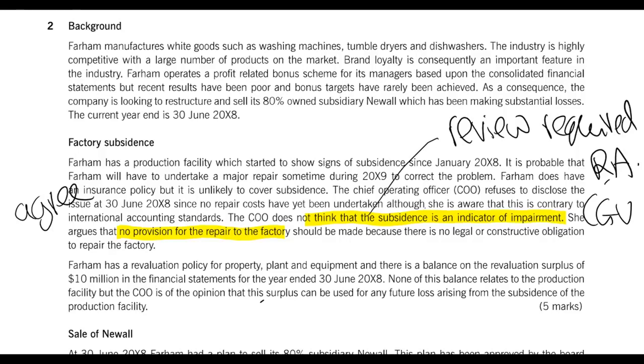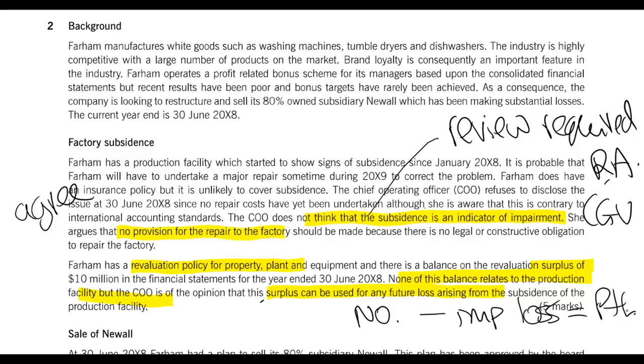Now, the third issue that we get, and remember this is all for 5 marks and we're just looking at the accounting, is the idea of the revaluation policy and that the balance of the revaluation surplus relates to the production facility, but that this can be used for any future loss. Well, no, I'm afraid it cannot be. If there is an impairment loss, then the impairment loss must be charged to the P&L. So in terms of the accounting, 2 out of 3 are wrong. This is worth 5 marks.